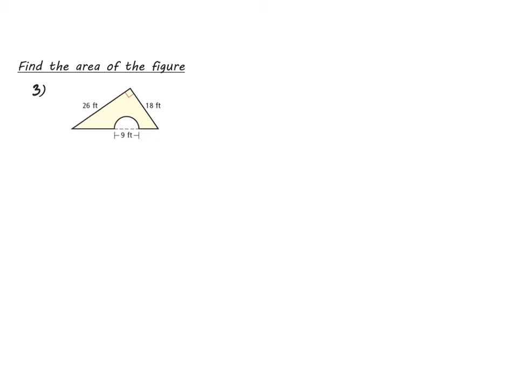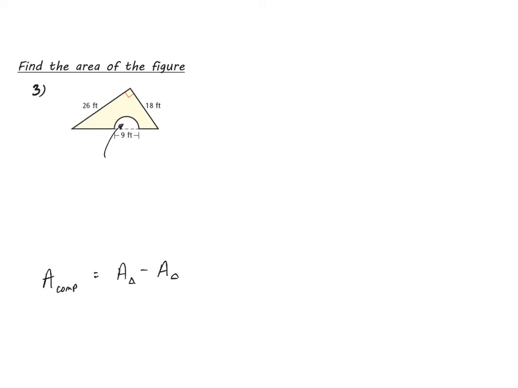Sometimes with a composite figure, you'll have to subtract an area from another area. In this example, we're going to have a semicircle subtracted out of this triangle. So let's say that the area of our composite is going to be equal to the area of our triangle minus the area of our semicircle. That's supposed to look like a semicircle. That looks a little bit better.